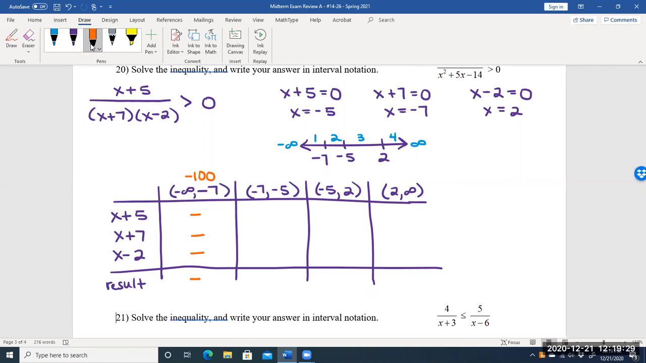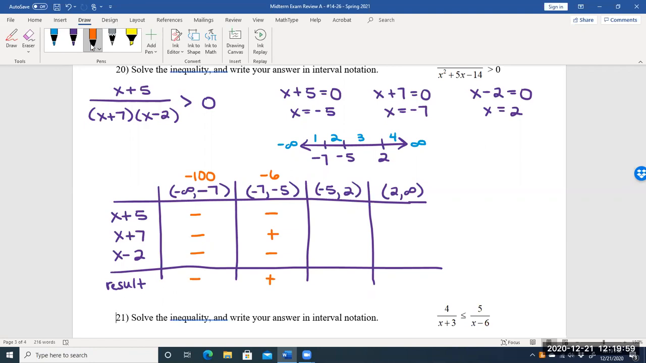Now I'm going to pick a number between negative 7 and negative 5. How about negative 6? Negative 6 plus 5 is negative 1. Negative 6 plus 7 is a positive 1. And negative 6 minus 2 is a negative 8. This is going to be a positive result because an even number of negatives is going to be positive. So 2 negatives make a positive. So if you have an even number of negatives, you're going to have a positive result.